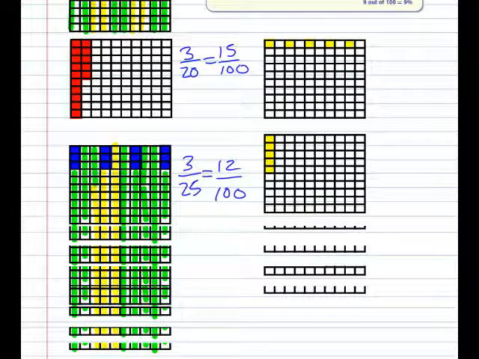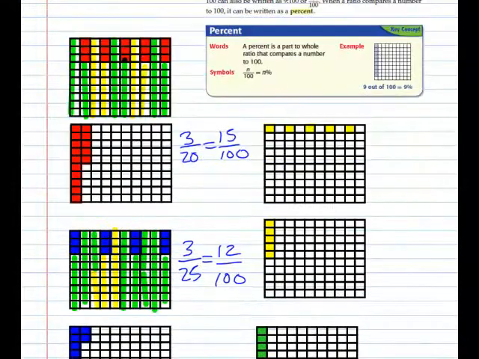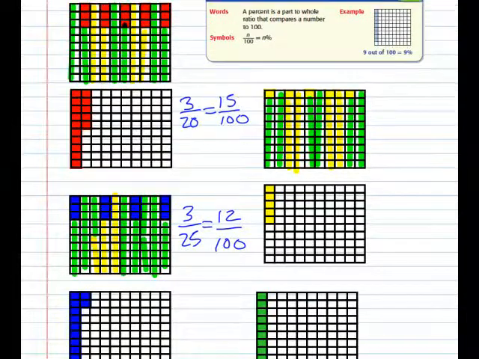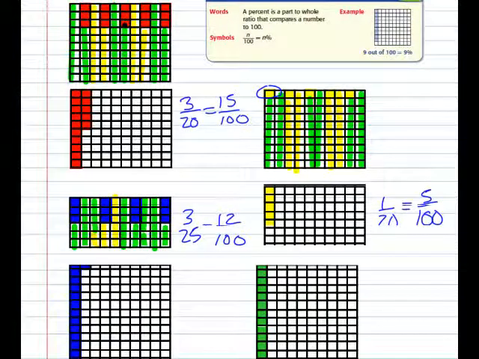In my third example, back to my table, 1 in 20, so I've again shaded groups of 20. Here's 10, 20, 10, 20, 10, 20, 10, 20, and then my yellow represents 1 in 20. So what I've discovered here is when I combine all my shaded ones from this grid, is that 1 in 20 is equivalent to 5 in 100.